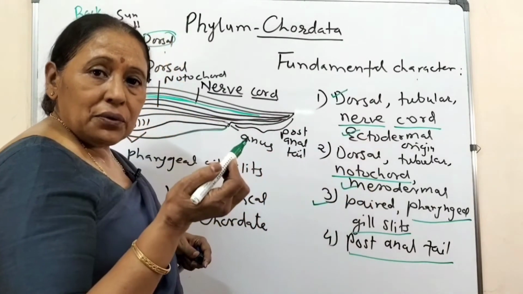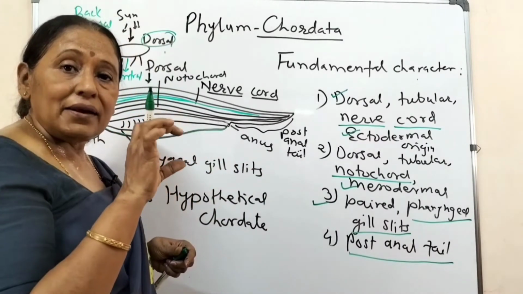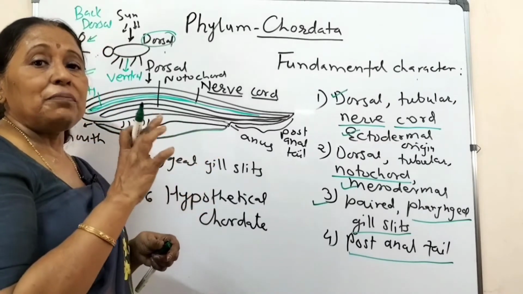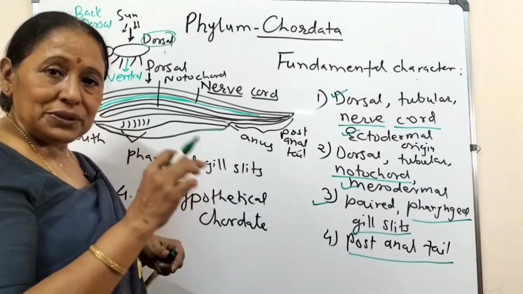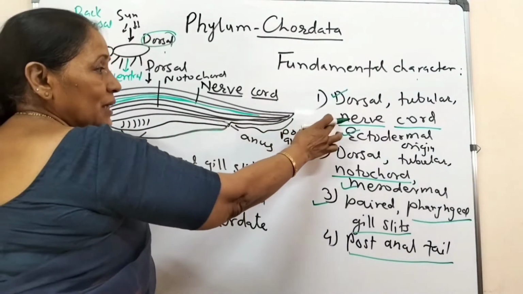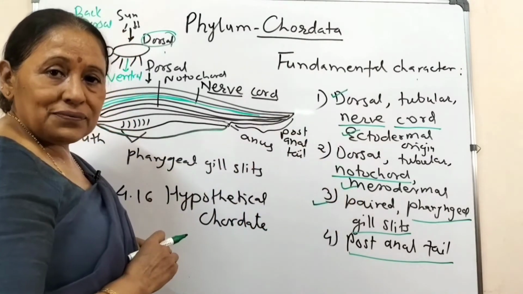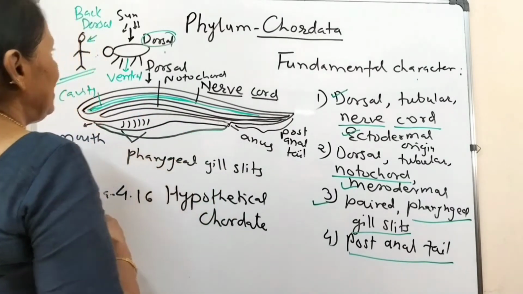Ectoderm, mesoderm, you know that during the embryonic condition, the cells get arranged either in 2 layers or in 3 layers. When it is forming 3 layers, the outer one is ectoderm, the middle one is mesoderm, and the inner one is endoderm. So from the ectoderm, the nerve cord is formed, and from the mesoderm, the notochord is formed. What other characters do these chordates have?